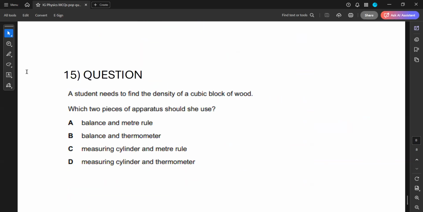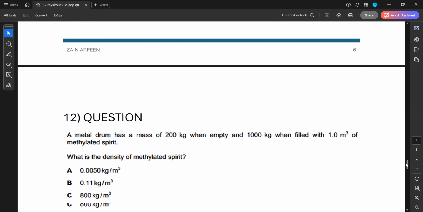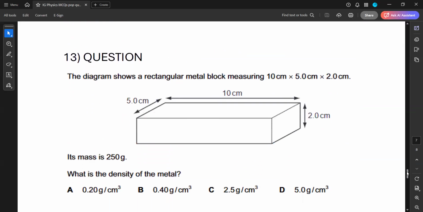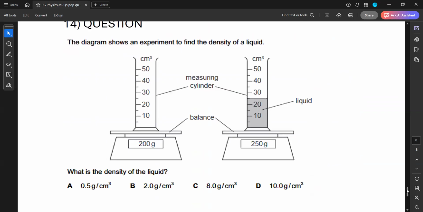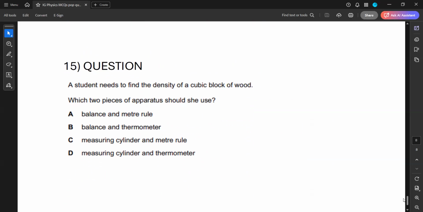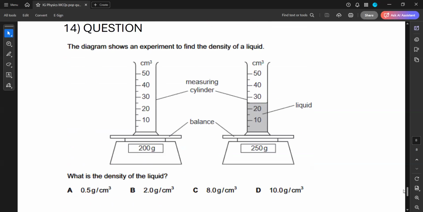Yes, 13 is C, right? Yeah. Someone asked about question 12, the answer is C. Question 13 answer is C. Question 14 answer is B. Yes, good, this is B.